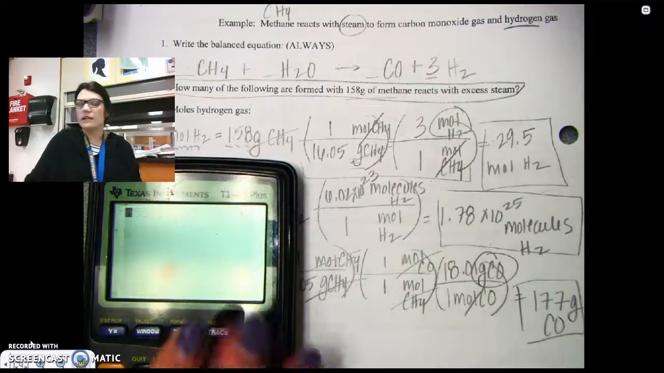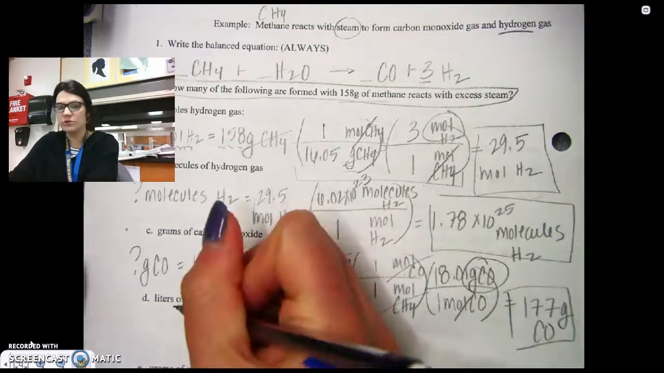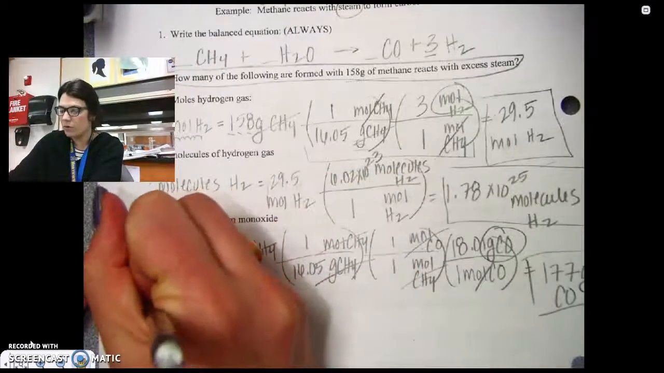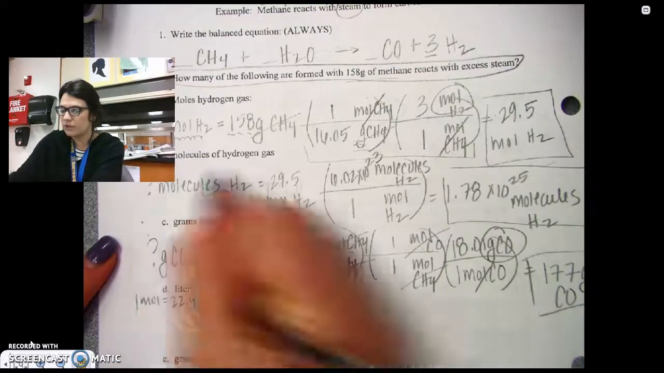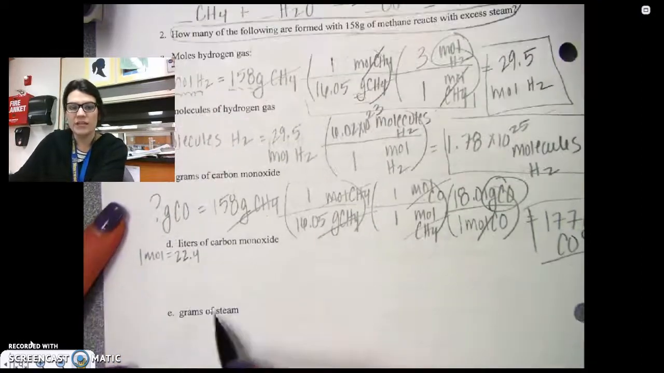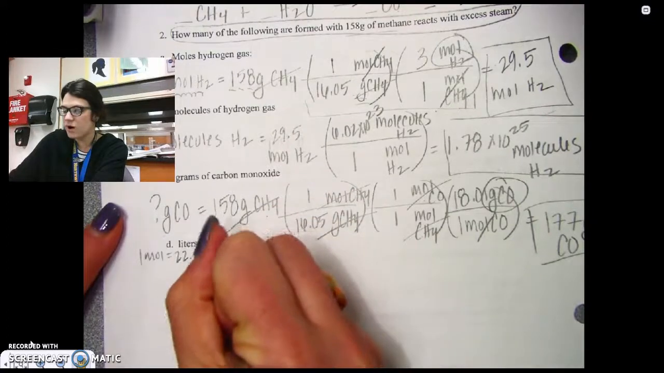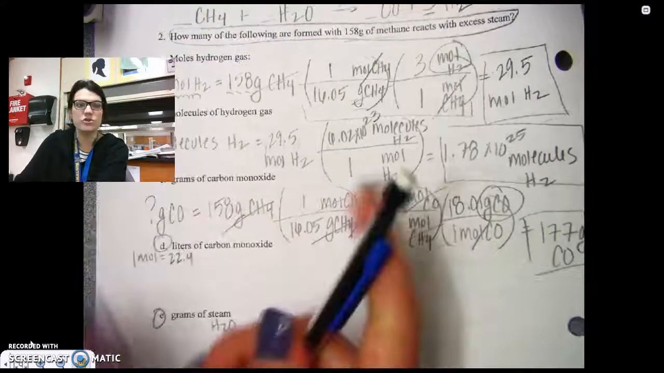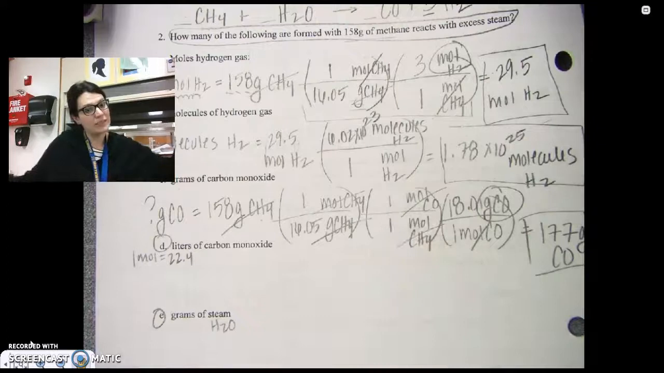Okay? Down here, you're going to be utilizing your 1 mole is equal to 22.4 liters. Okay? And then for E, it's going to be grams of H2O. So I want you to go ahead and try these 2 problems for practice, and then we'll do more practice in class. Thanks.